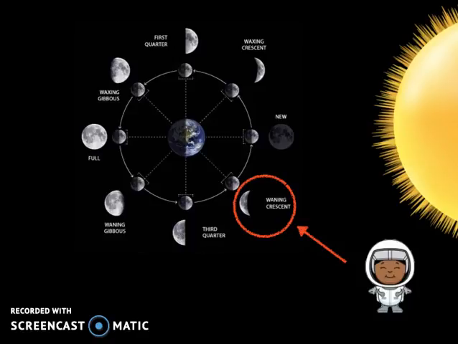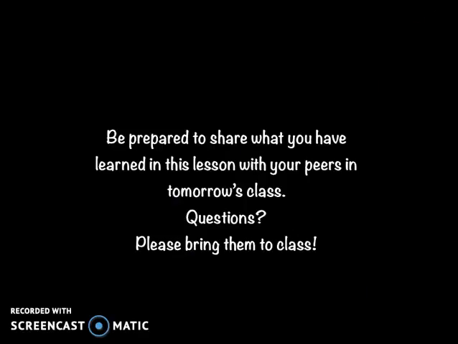During the waning crescent phase, the moon looks like a crescent. This moon signals the beginning of a new cycle and means that you will see the new moon in a few days. And then the lunar cycle starts all over and repeats itself. So there you have it. Those are the phases of the moon and the lunar cycle.